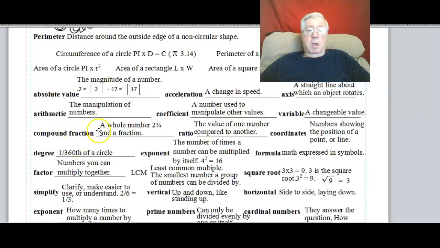Compound fraction, a whole number and a fraction, like 2 and a fraction 3/4. Ratio, the value of one number compared to another. Coordinates, numbers showing the position of a point or a line. Degree, 1/360th of a circle. There are 360 degrees in a circle.